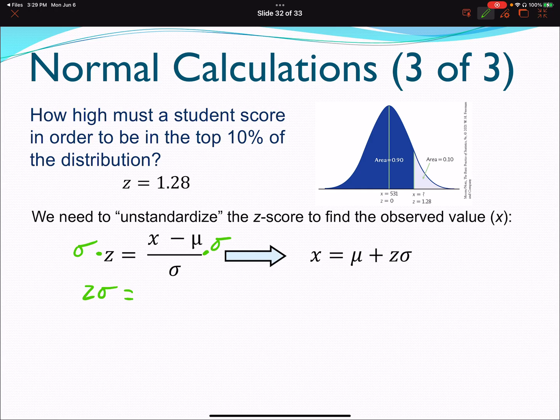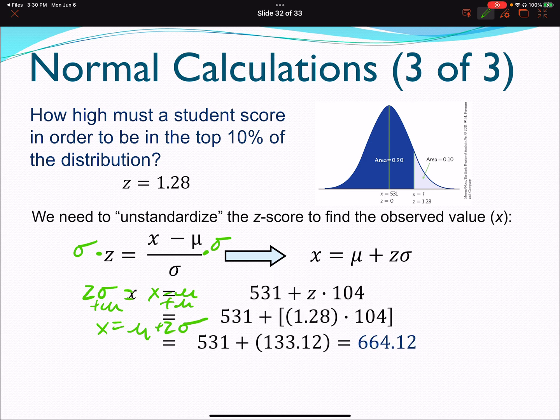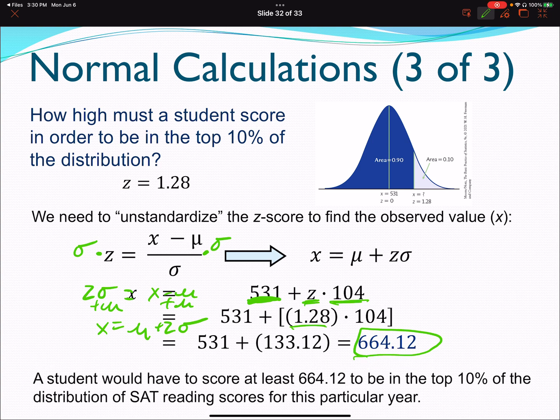That gives me x minus mu, and if I add mu to both sides, you can see, oh yeah, x is mu plus z times sigma. It's a little bit more variable rearranging, which you didn't have to do. So you can see our x would be the mean, 531, plus our z-score times our standard deviation. Our z-score is 1.28, so we'd find a score of 664.12 would mark the top 10%, or the 90th percentile.